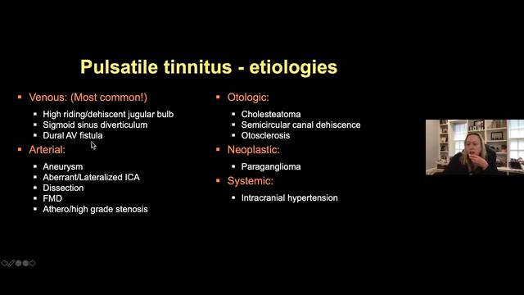However, a lot of times you can see secondary features from a big occipital artery, ECA feeders on that side, but that's harder to see. Arterial causes include aneurysm and aberrant or lateralized ICA. Remember, carotid dissections, or even high-grade stenosis, can cause pulsatile tinnitus, and of course FMD, fibromuscular dysplasia.